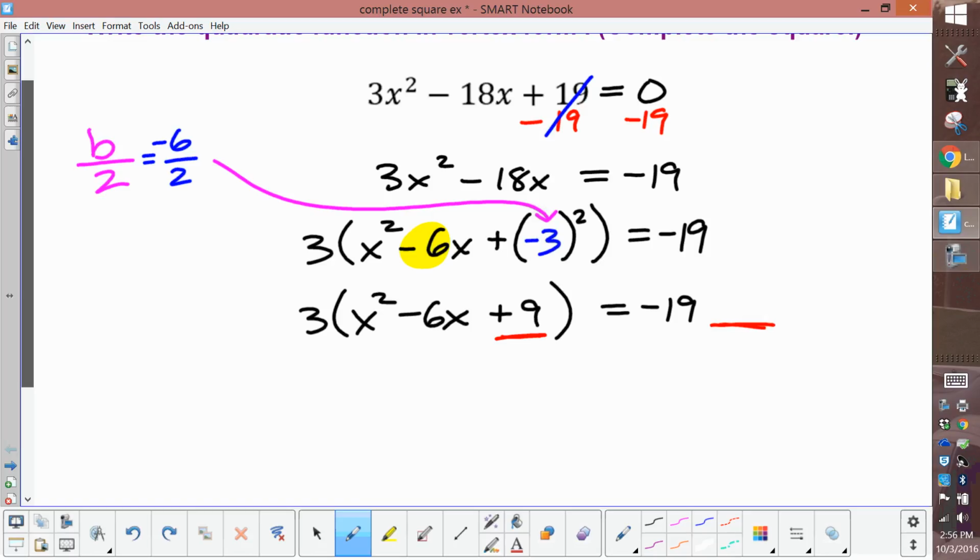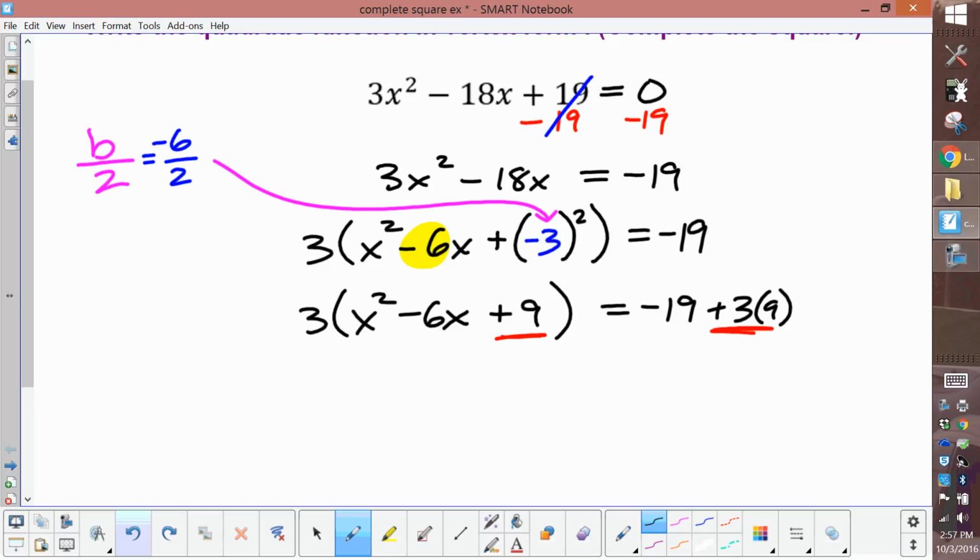Now, one more important fact, it's not only a 9 here. Don't forget you do have this 3 outside here. So it's really 3 times 9. So over here in this space, I'm going to add 3 times 9, which we know is 27.